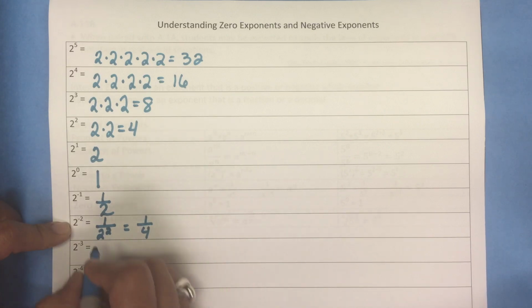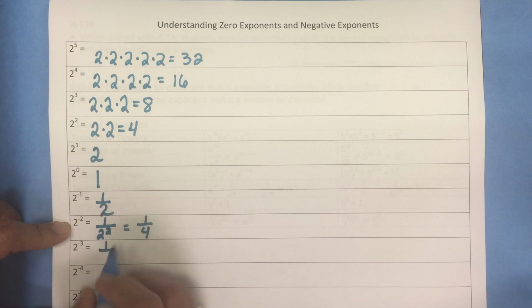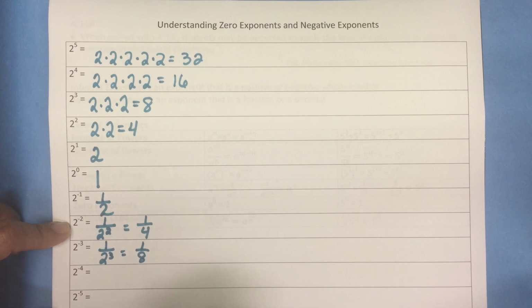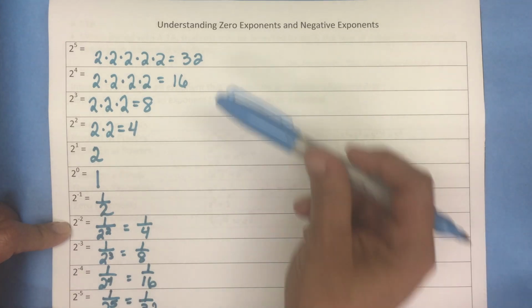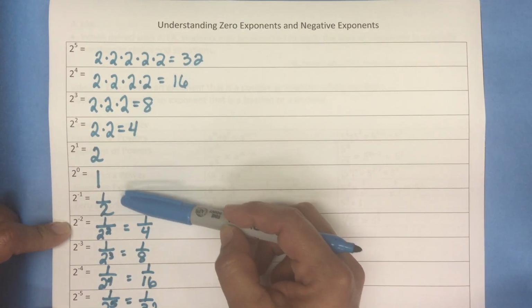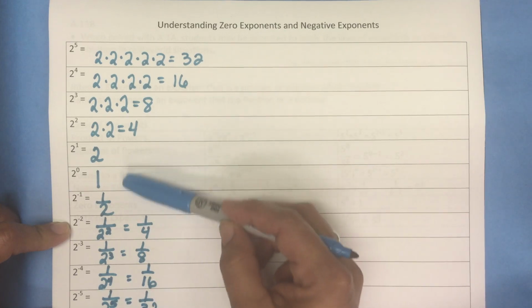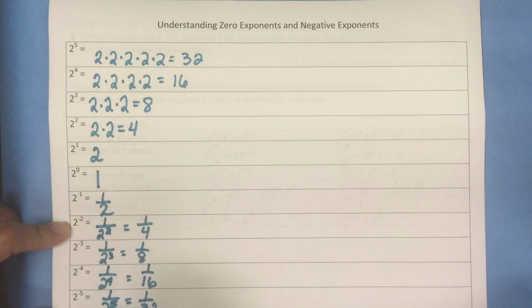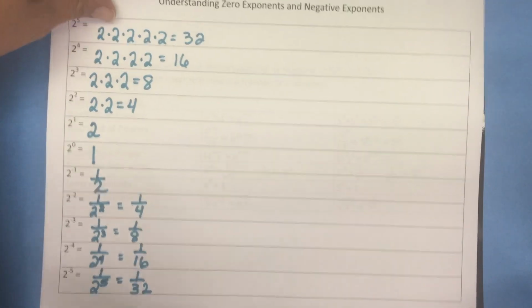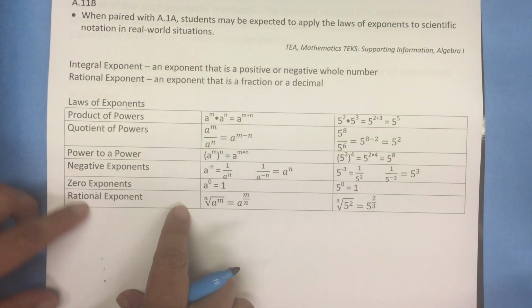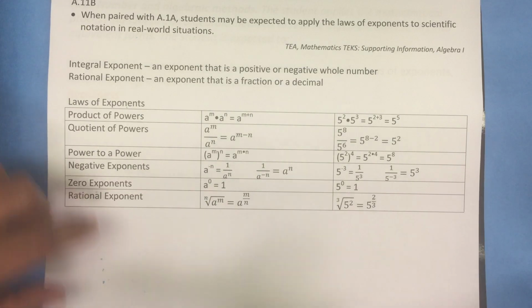If we kept dividing by 2, this just shows us again that we would have 1 over 2 to the third, which is the same as 1 over 8. 2 to the negative 4 is 1 over 2 to the fourth, which is 1 over 16. 2 to the negative 5 is 1 over 2 to the 5, which is 1 over 32. So that pattern of dividing by 2 continues down the table. So this is why these rules are true for both zero exponents and for negative exponents.